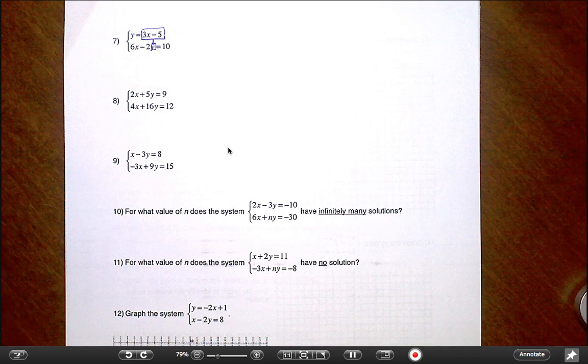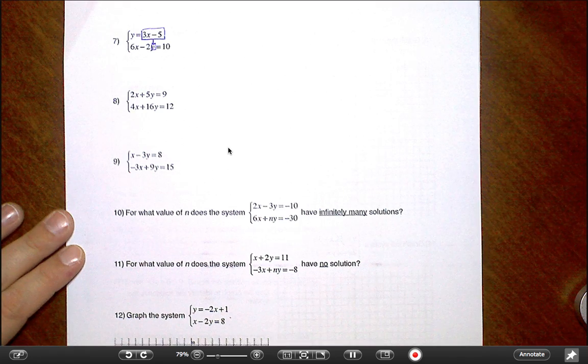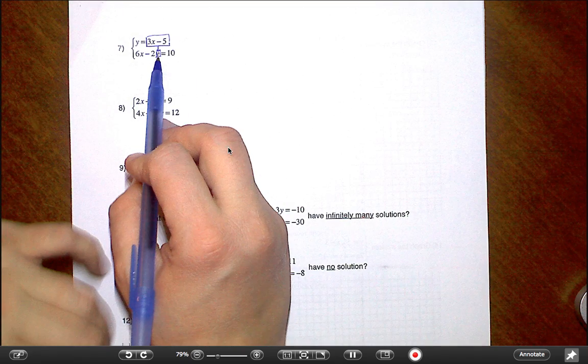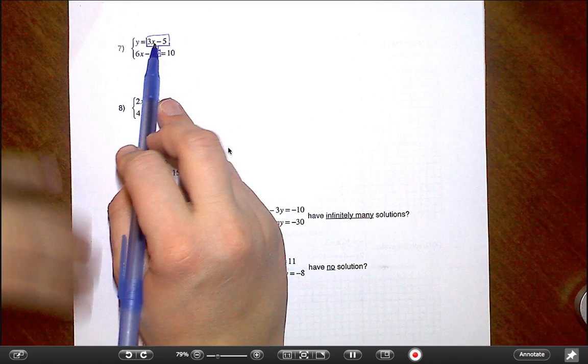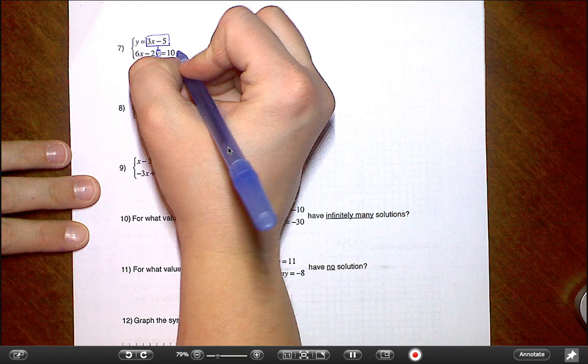I still have some students who always want to get y by itself in both. You really don't have to do that. You really just have to do it in one. So I'm going to rewrite this bottom equation, putting this 3x minus 5 in place of y. And here's what that's going to look like.